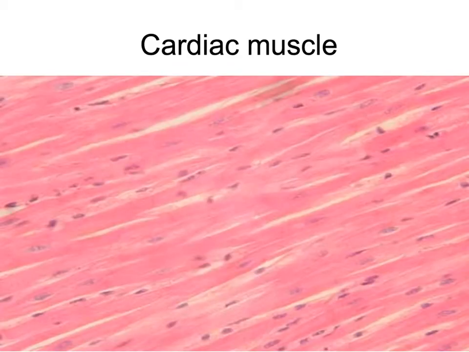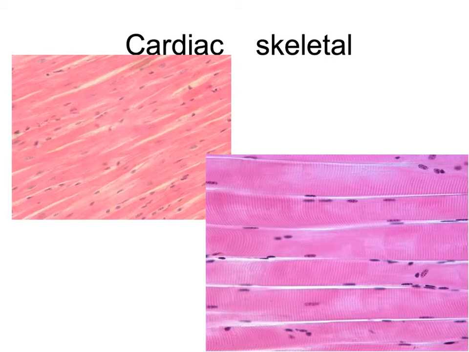Again, we're seeing just a different view of the cardiac muscle, and we can see that branching going on and that centrally located nucleus. Cardiac muscle is striated, it is involuntary, and it is uninucleated. It has one nucleus per cell. So do review over the differences between cardiac and skeletal.